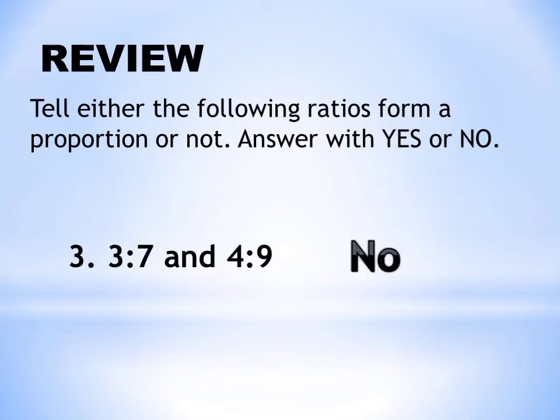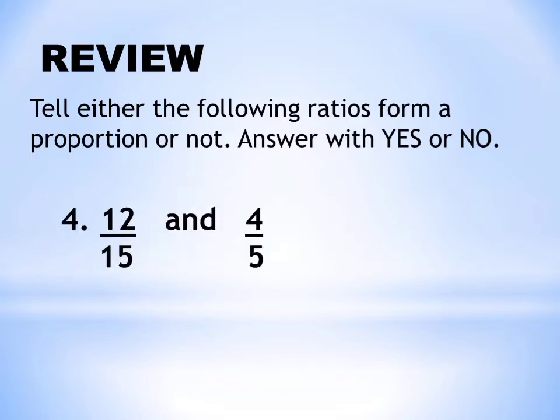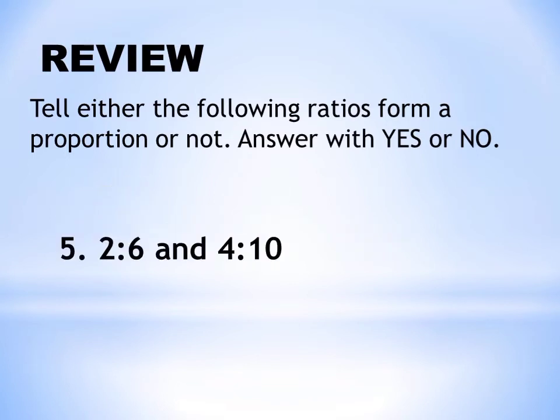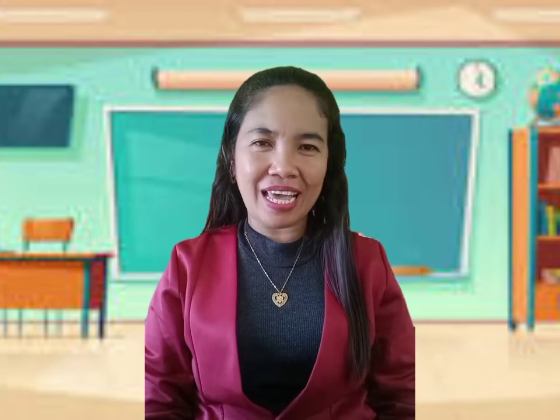For number 3, no also, because the product of the means, 7 times 4, is 28, and the product of the extremes, 3 times 9, is 27. They are not equal. For number 4, the answer is yes, because the cross products, 15 times 4 is 60 and 5 times 12 is also 60. For number 5, no. I'm glad that you still remember our lesson yesterday, class.